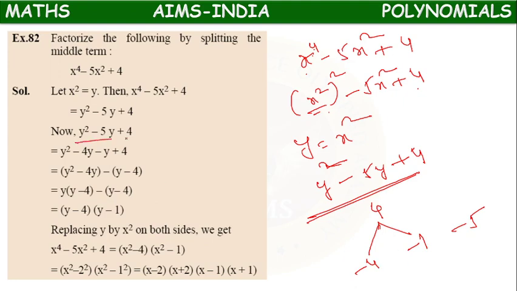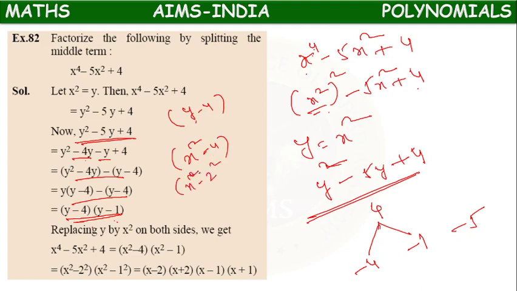So y square minus 4y minus 1y. We take common: y minus 4, y minus 1 is coming. But again, in the place of y minus 4, we have to keep x square minus 4, or it can be written as x square minus 2 square.